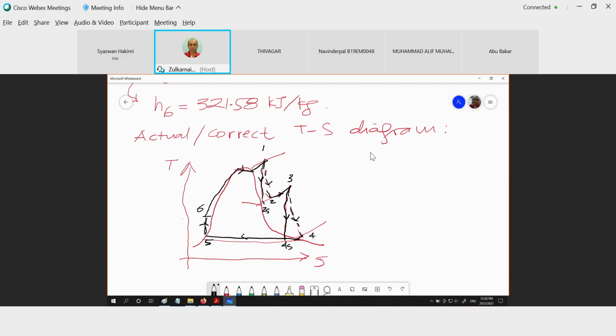Now you can get what is being asked for number 1. What is our W net? The W net is equal to W12 plus W34 minus W56. What is W12? W12 is equal to H1 minus H2. You already got your value. W34 is equal to H3 minus H4. And W56, we solved before when we tried to get H6. Then you get your W net.